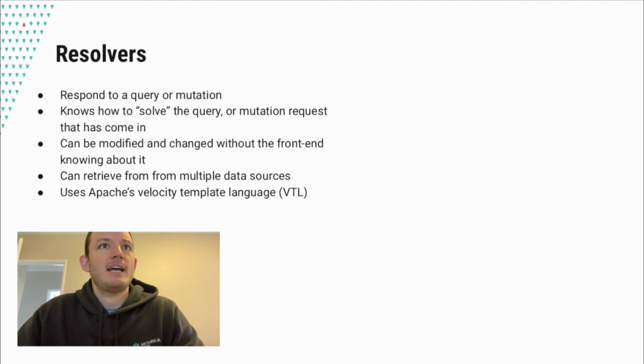And you can modify it and change how these resolvers work without the front end needing to know. So as long as you conform to the AppSync schema, you can change the data source under the hood, behind the scenes, so that will enable your developers to continue working on what they're working on, but as long as you're still presenting the same information back through that AppSync schema contract, it'll allow you to change the backend. And you can retrieve from multiple data sources, so a resolver can go to different data sources to satisfy the request, and it uses Apache's Velocity Templating Language, VTL.